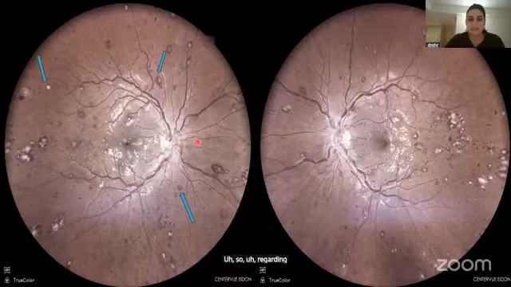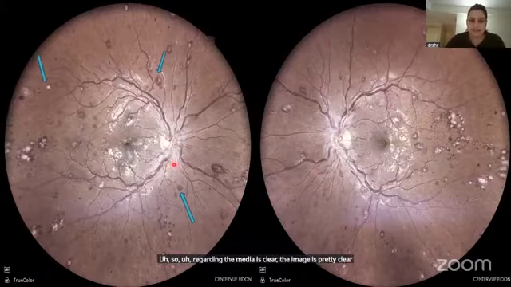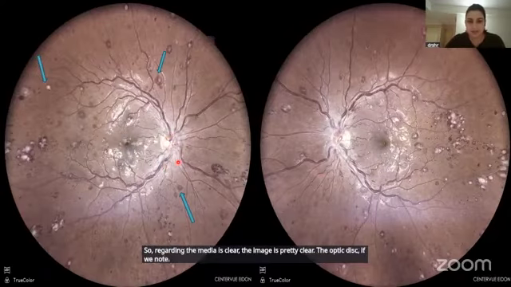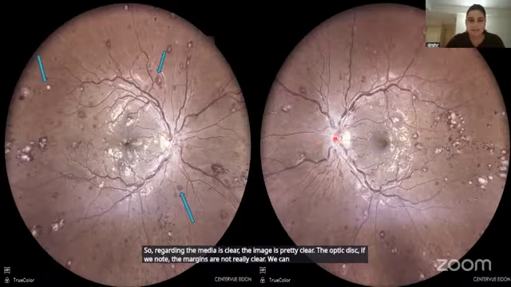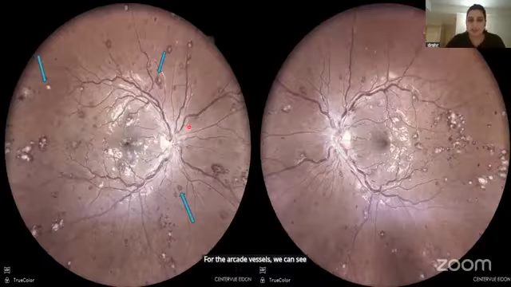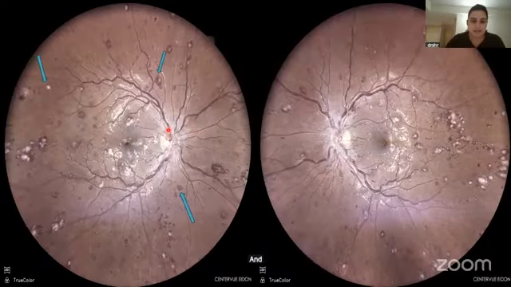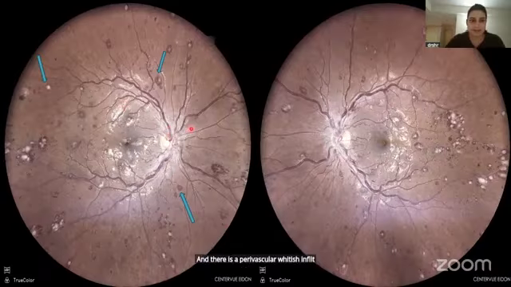the media is clear, the image is pretty clear. The optic disc, if we note, the margins are not really clear. We can note slight hyperemia in the nasal side of both the discs. For the arcade vessels, we can see there's tortuosity present. There is a little dilation also present. And there is a perivascular whitish infiltrate around all the blood vessels.